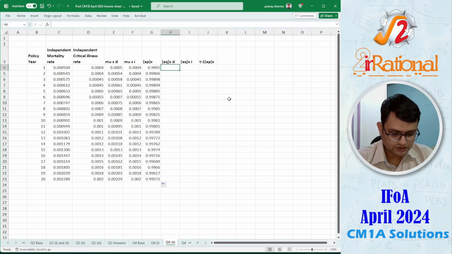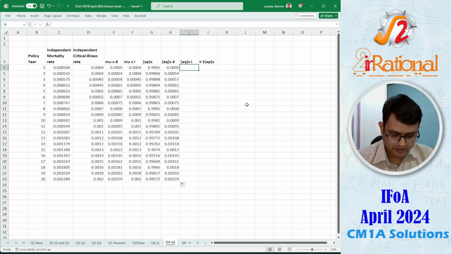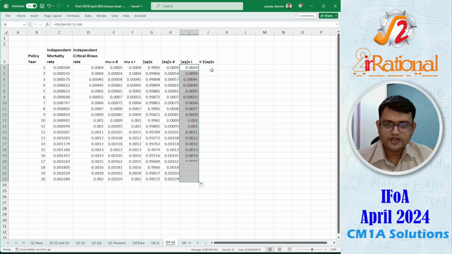Then AQXD would be equal to mu XD upon bracket mu XD plus mu XI into bracket 1 minus APX. Then AQXI would be equal to mu XI upon bracket mu XD plus mu XI into bracket 1 minus APX. This is how we'll calculate the dependent probabilities.